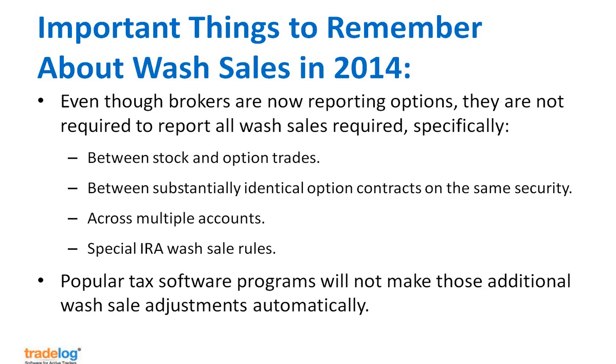And so that's why, as I said earlier, when we look at the 1099s, while they do play a part in your tax reporting, particularly in where things are reported on the 8949, as we know, for most active traders and investors, the 1099-B is pretty much useless information. So what we focus on here in TradeLog is just generating the reporting that you need based on rules for taxpayers. Another thing to remember, popular tax software programs are not going to make those additional wash sale adjustments automatically.